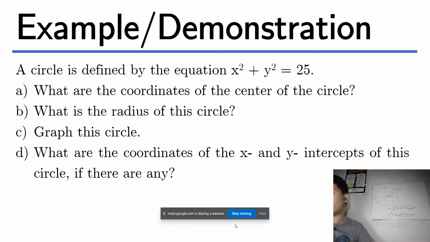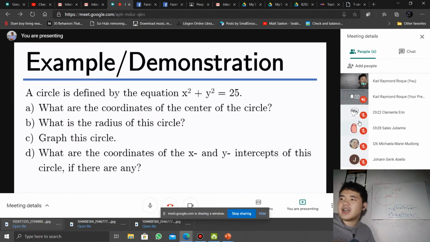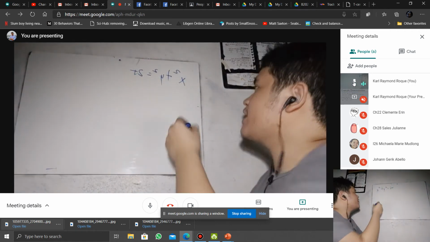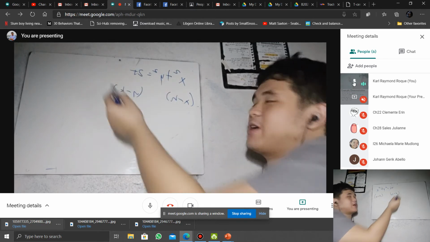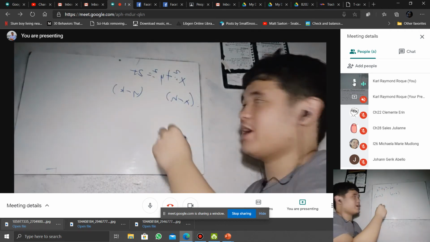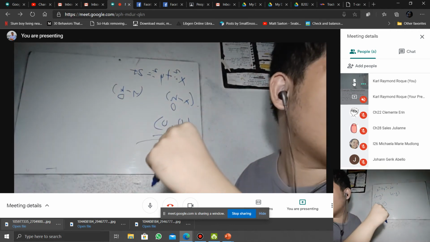I'm going to start this off. Look at the slide first. A circle is defined by the equation x squared plus y squared equals 25. What are the coordinates of the center of the circle? From our equation of the circle, the center is (h, k). But from here, we see that there is nothing beside x and y, so it means both are 0. That's our center, (0, 0), or the origin.